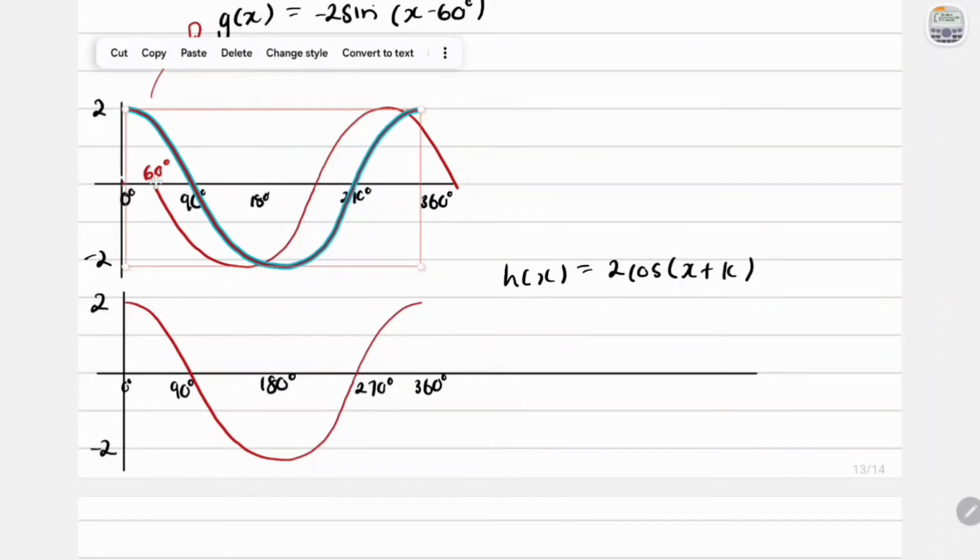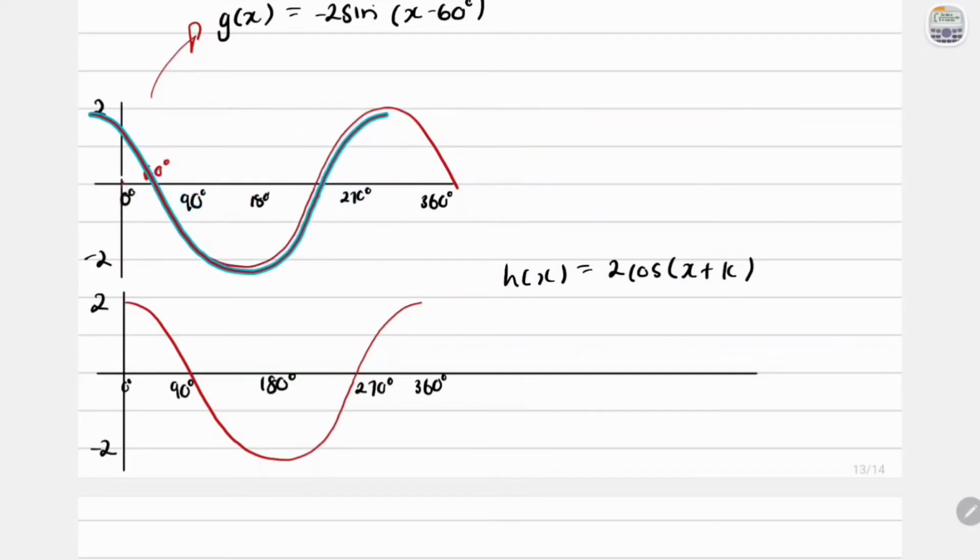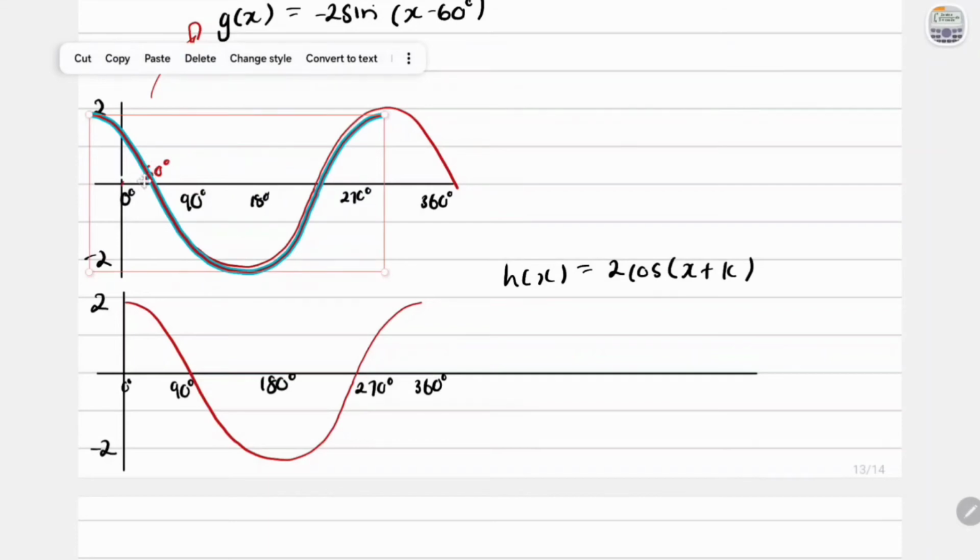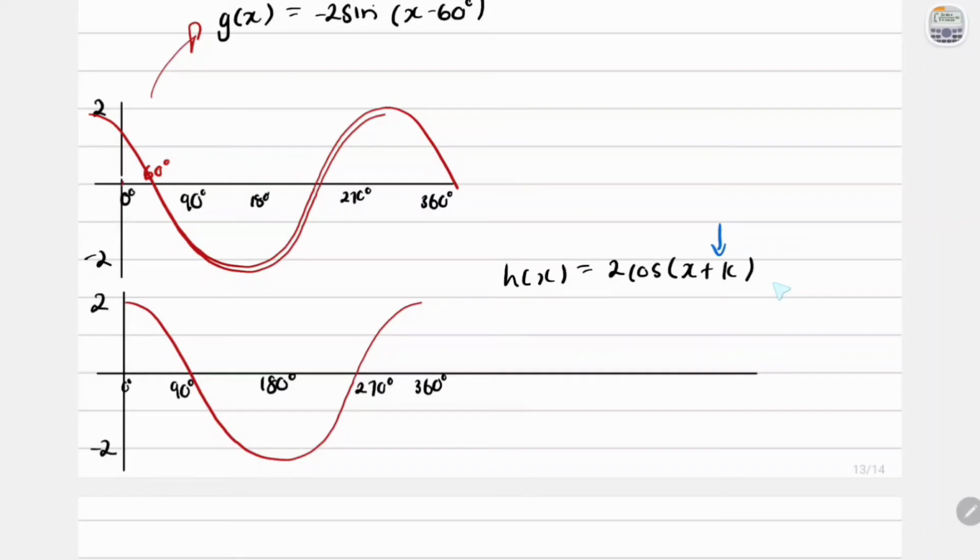So how should we move it though? Because you see that the sine graph, where it has a y value of 0, that is at 60 degrees. So if here you have a y value of 0 at 90 degrees, you should move it how many degrees to the left? You should move it by 30 degrees to the left so that you get to 60 degrees. That's actually what's going on there. So that k that we have there, that k is 30 degrees to the left. Remember, when you're moving to the left, you say plus.